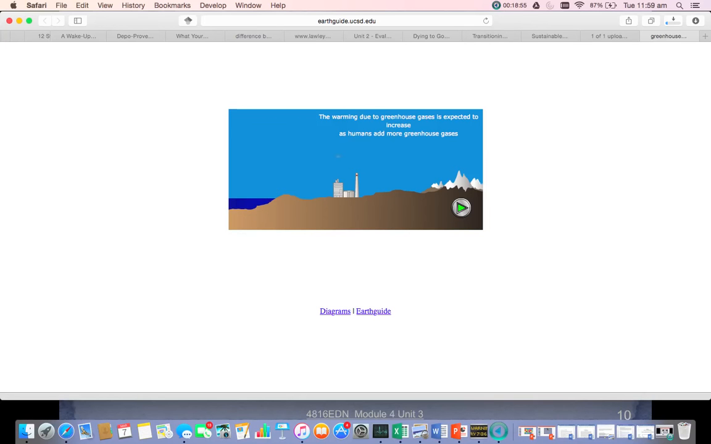Now this warming process occurs naturally, as in the only reason we can live on Earth is because some of this re-radiation occurs. But the warming due to greenhouse gases is expected to increase as humans add more greenhouse gases to the atmosphere. So you can see that if we add more and more of these greenhouse gases, they absorb more and more of this infrared and re-radiate it back.